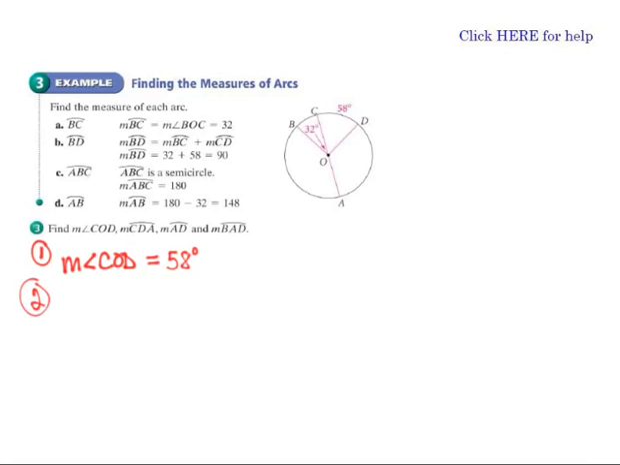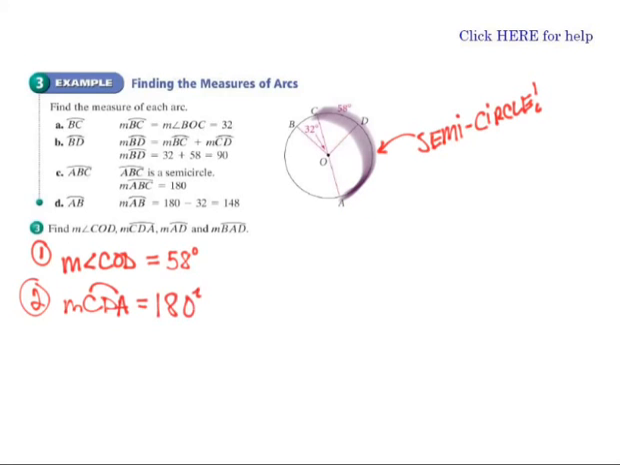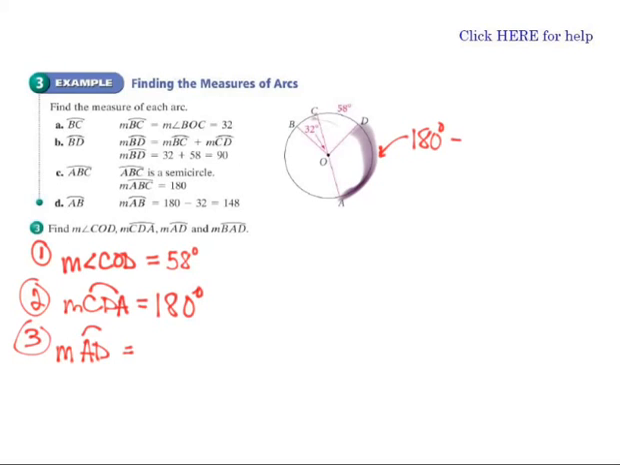And now you start to look at arc measures. So CDA, is that there? Well, that's half of a circle or a semicircle, which means that it has a measurement of 180, or half of 360. And then I look at measure of arc AD. That is this piece here. I can see it was my semicircle minus 58 degrees. So 180 minus 58 leaves me with 122.